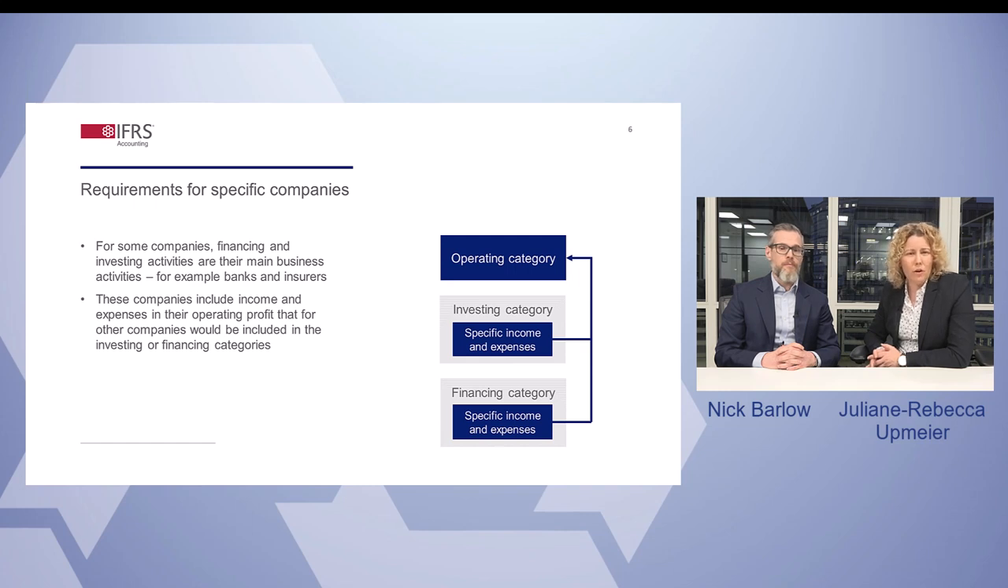For companies like banks and insurers that have what the requirements describe as specified main business activity, IFRS 18 includes requirements to classify income and expenses in the operating category that would otherwise be classified in the investing or financing categories. For example, a bank which provides financing as a main business activity would classify interest expenses in operating instead of in financing so that it can present net interest income in the operating category. Likewise, an insurer which invests as a main business activity would classify returns on investments held to service their insurance contract liabilities in operating instead of investing so that they can present net financial result in the operating category.